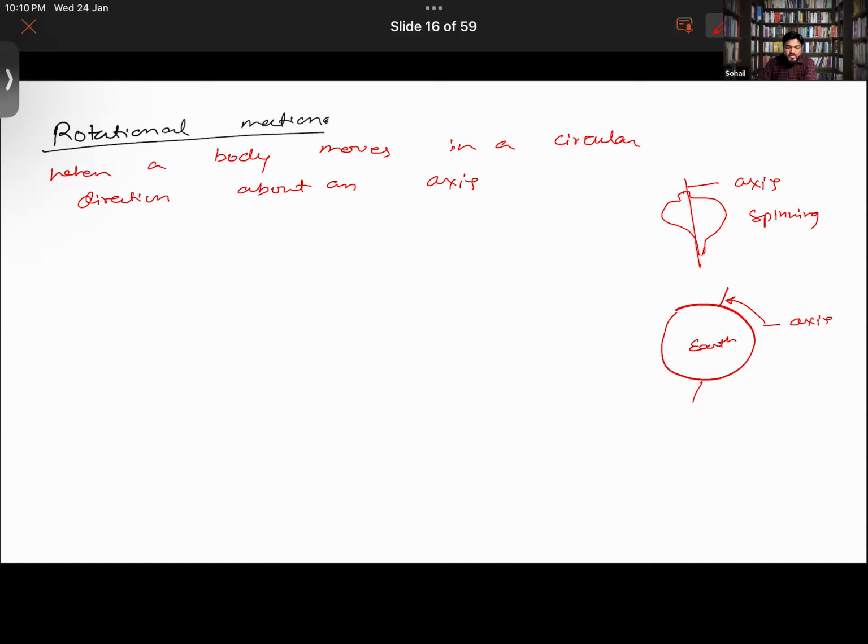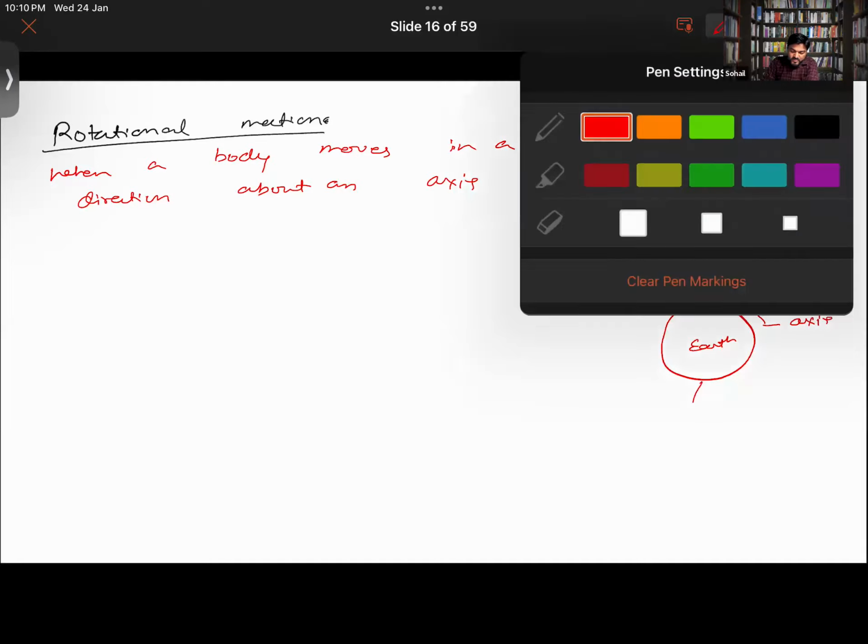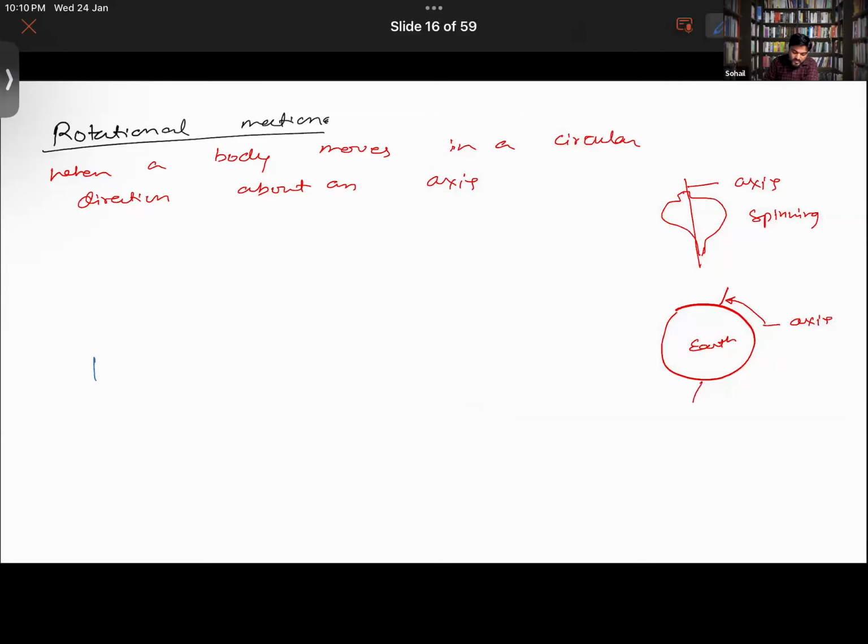Okay, then periodic motion. What did we study about periodic motion? When the motion keeps repeating. Right. Can you give some examples of periodic motions? What are some examples of periodic motion which we have?